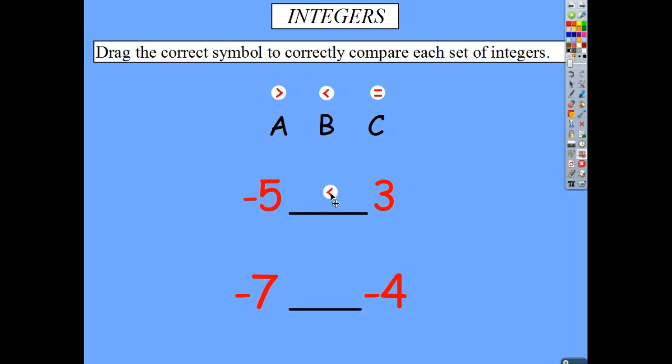Okay, and then you do that last one, and hopefully you said that -7 is less than -4. Okay, -7 is less than. It's lower than that. This is 7 places below 0, and -4 is only 4 places below 0.